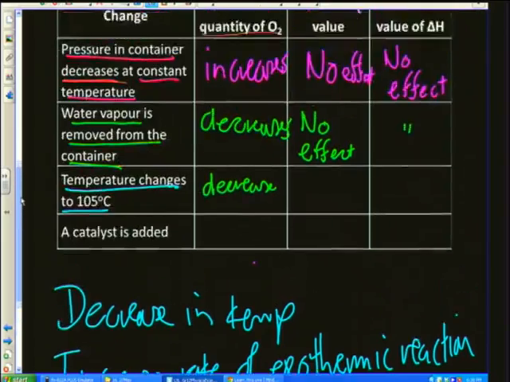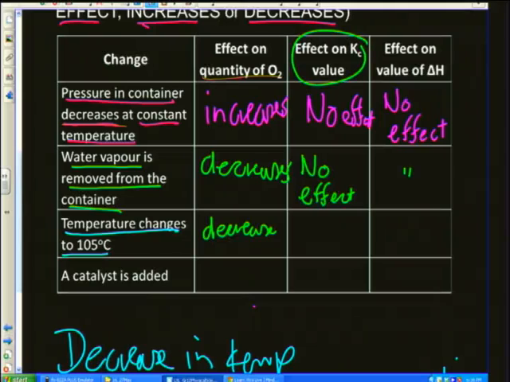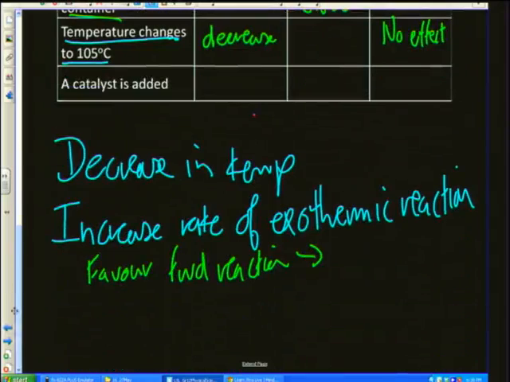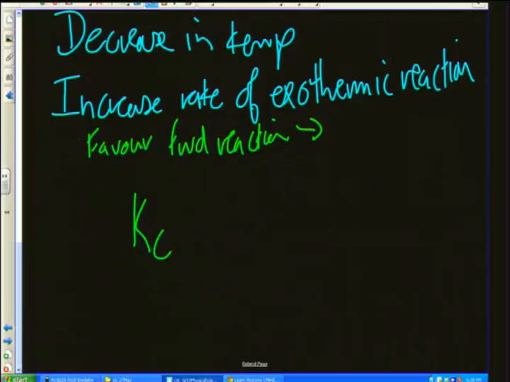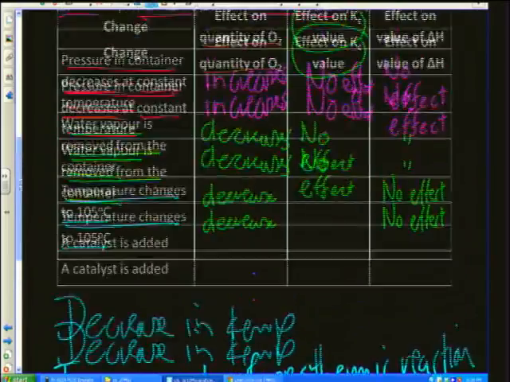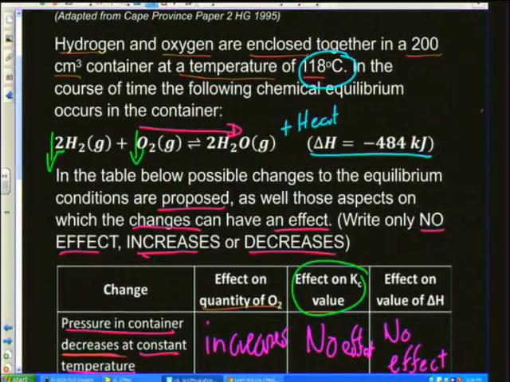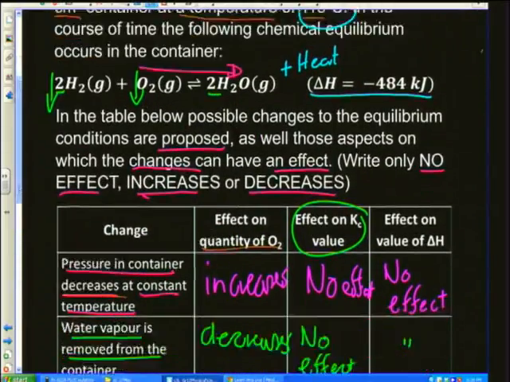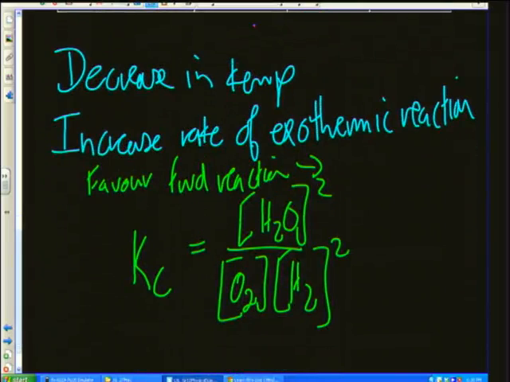Now, guys, the next one, the effect on Kc and the effect on delta H. This one is no effect. But I want to look very carefully at the next one, because I want to look at what the Kc is. The Kc is, for this reaction, H2O squared. Remember, it's O2 and H2. Now get the balancing coefficients in. I'm just reading it off so you can see. There's a 2 in front of the H2, there's a 2 in front of the H2O, there's a 1 in front of the O2, so I can put a square on there.